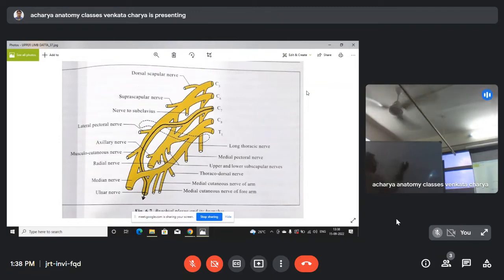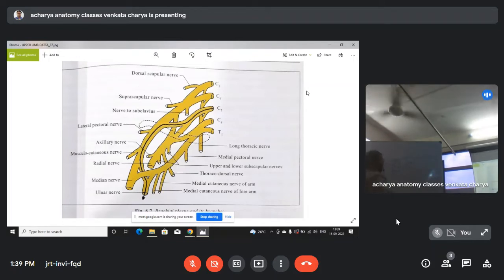See here, C5 root and C6 root both unite to form the upper trunk. Upper trunk formation: C5 root and C6 root unite to form the upper trunk. Then the middle trunk is formed by a direct root. C7 root directly forms the middle trunk. C7 only, one root forms the trunk. The trunk we call the middle trunk.